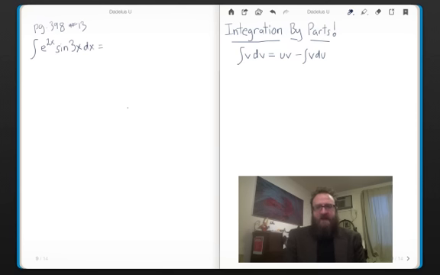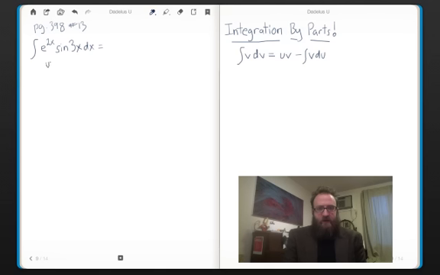So the formula is the integral of u dv equals u times v minus the integral of v du. So what are all of these u's and v's? Well, we are going to assign certain parts of our function to u and dv. Okay?